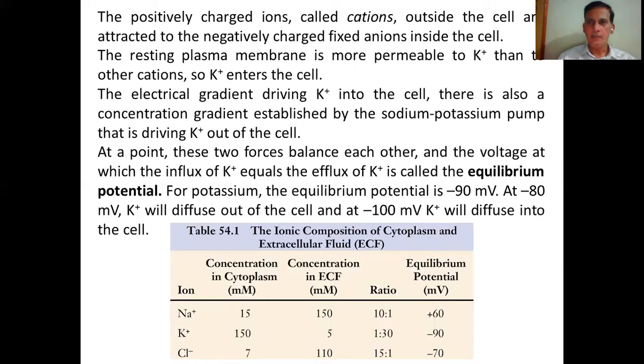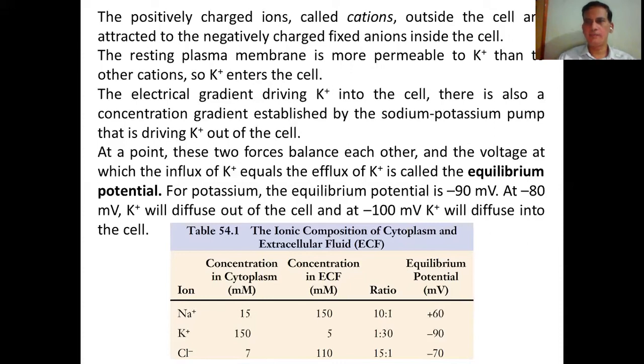So now there are two forces acting at one point of time. Potassium, by electrostatic interaction, is attracted towards the negative charge inside the cell and will try to move in. However, the sodium potassium pump will try to move them out. So at some point, there will be a balance between the influx of potassium and efflux of potassium. This is known as the equilibrium potential.